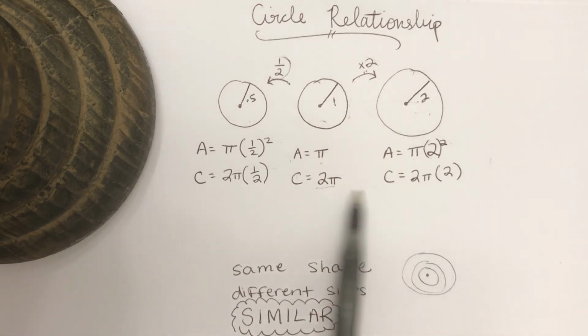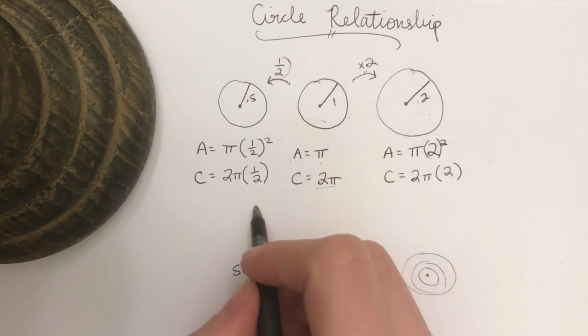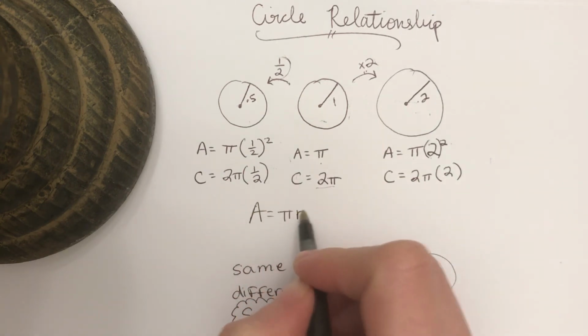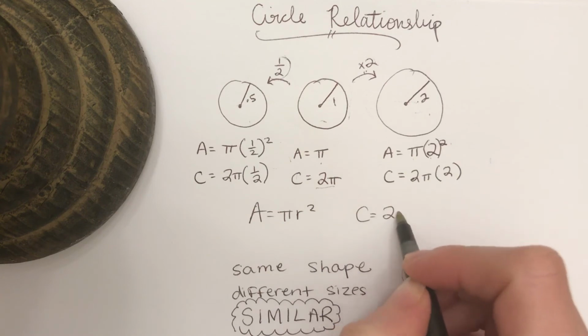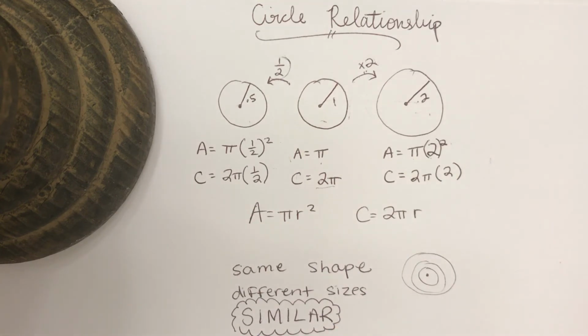So again, that maybe helps you understand the formula a little bit better: the area formula is pi r squared, whereas the circumference is 2 pi r. And then again, all circles are similar, same shape, different size.